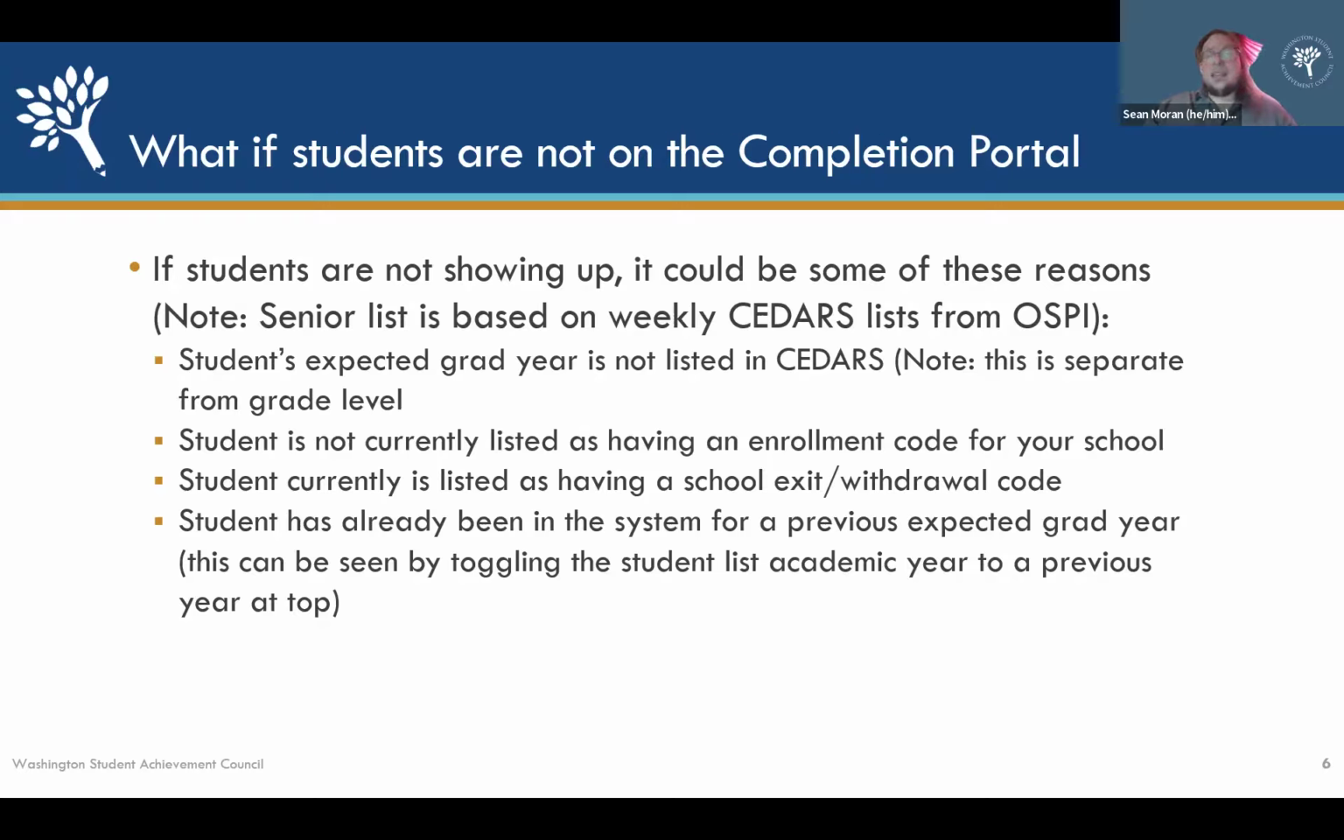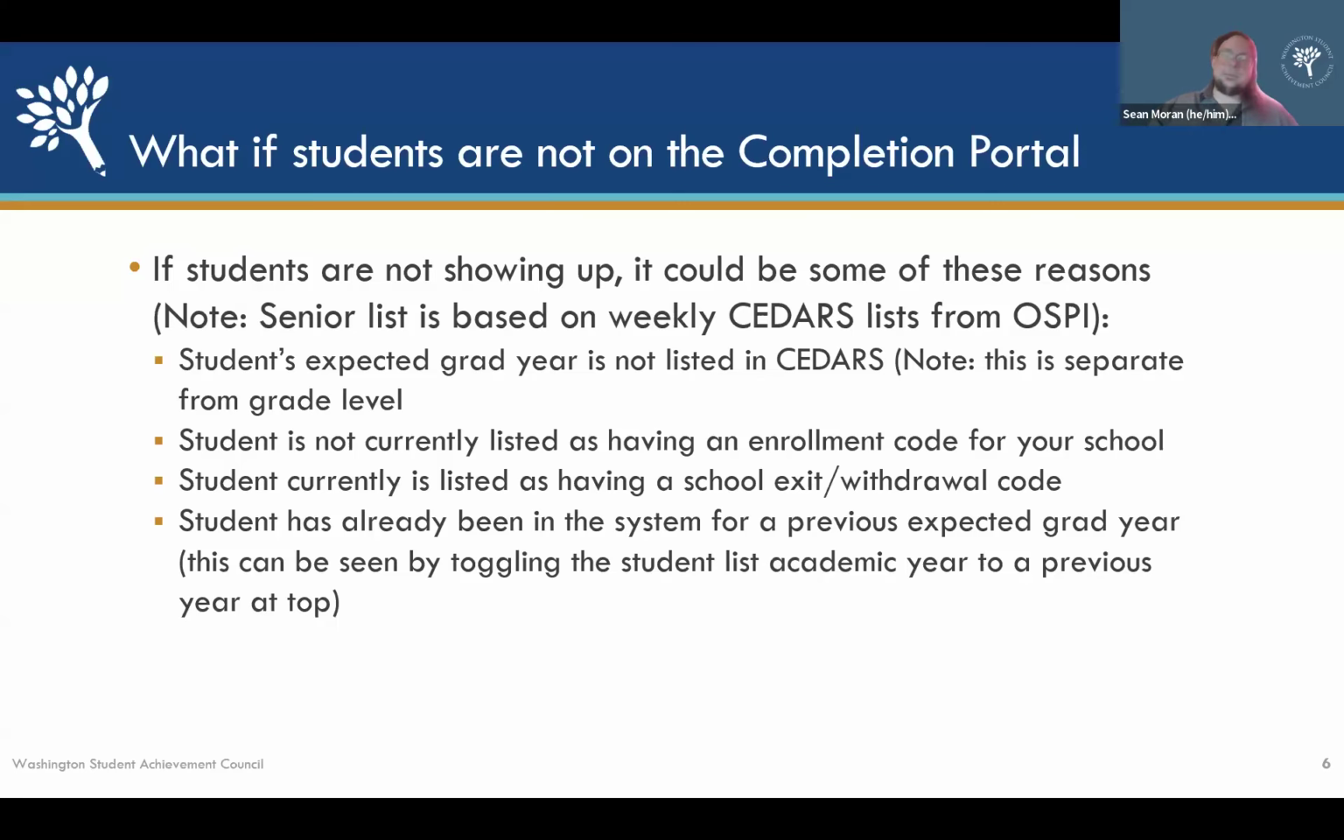You can find this information out by toggling the student list academic year to previous year at top on the FAFSA completion portal. So where you see that academic year at the top of the students tab, you can go back to a previous year and see that they were already there. The system does not allow for double counting in the statistics. That is why they would not be showing up even if they have an expected grad year of this year, but that was entered after the previous year had ended.